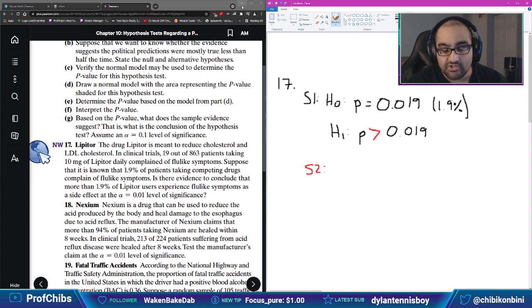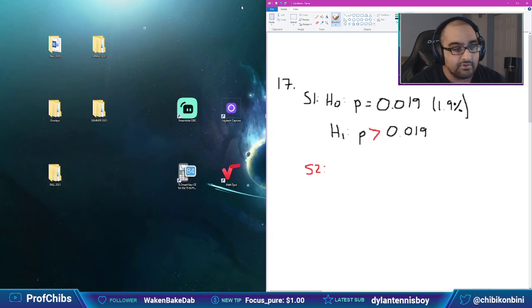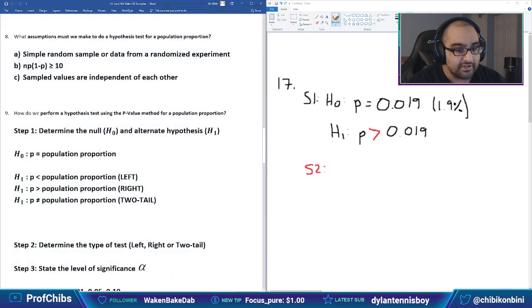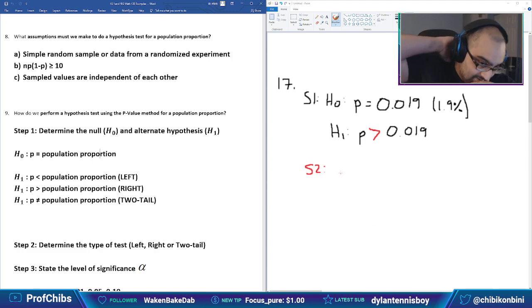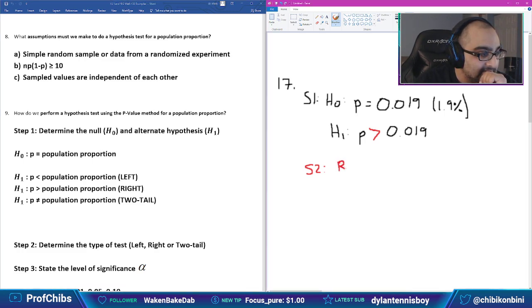What type of test do we have? Do we have a left tail, right tail, or two-tail test? Let's state that for step number 2. All right, Maritza, I'll say right tail test. Okay. So it is more than, so it is clearly a right tail test. Good. That is correct.